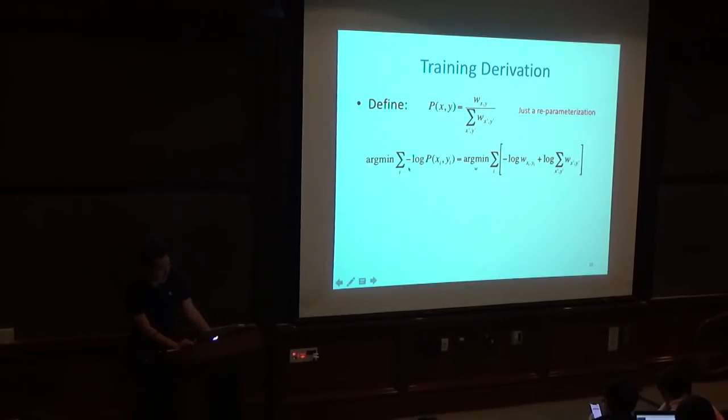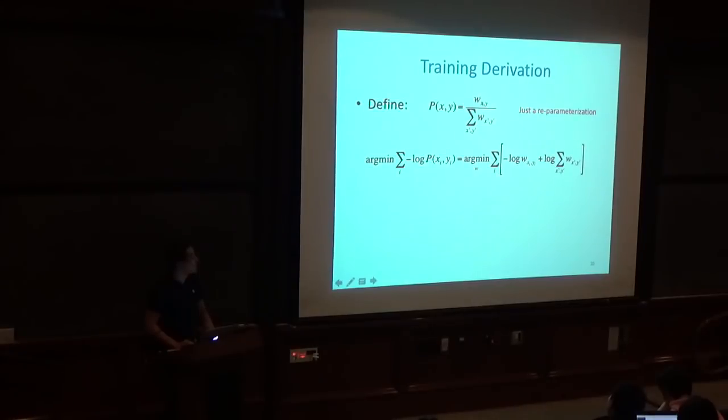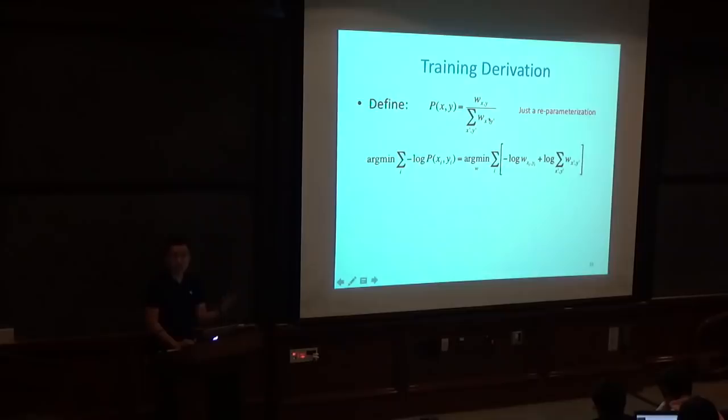So I'm minimizing the log. Over the training examples, I'm minimizing the negative log probability of P of xi, yi, which, if I use this parameterization, basically boils down to this form. So if I take the log of this ratio, it becomes the log of this minus the log of this. This is the standard fact. And so the negative log of this equals minus log of the numerator plus the log of the denominator.